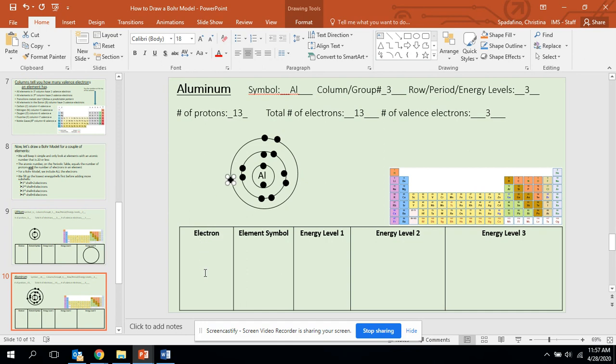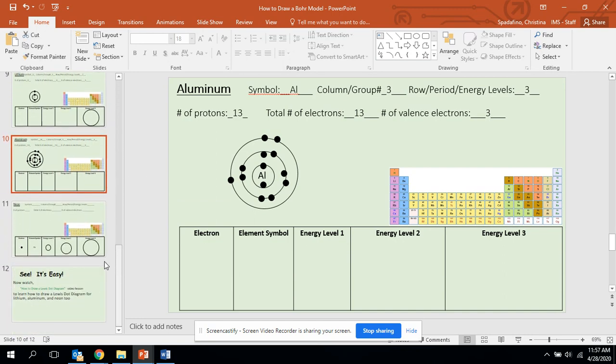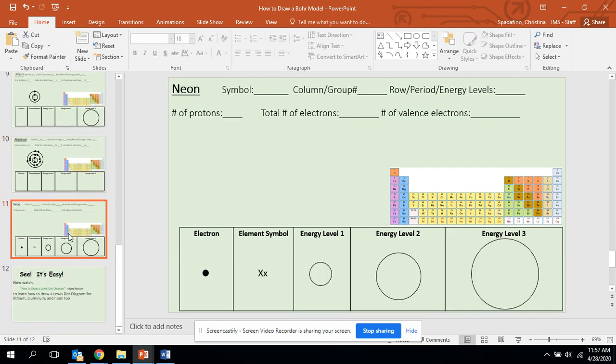There you go. So that is a Bohr model diagram of aluminium. I'm going to try one more just because. Neon. Oh, neon's a noble gas. Neon's going to be all the way over here in column 8.